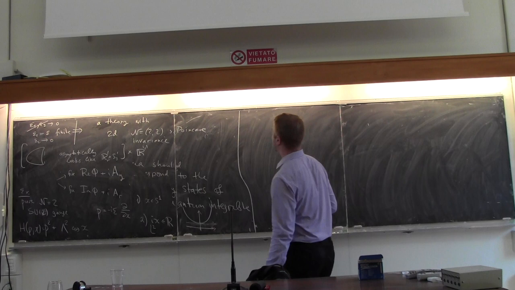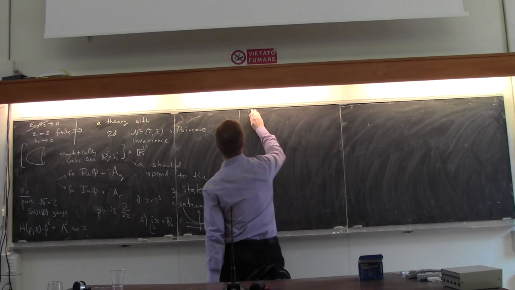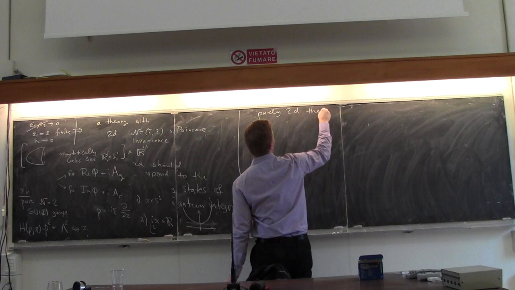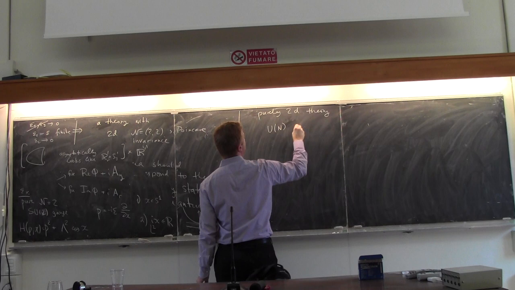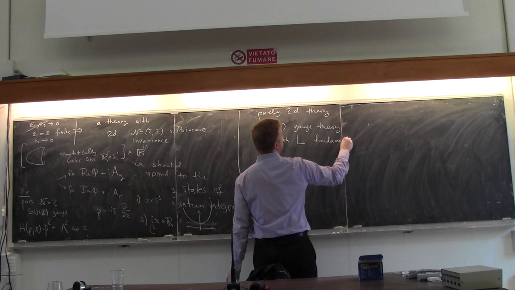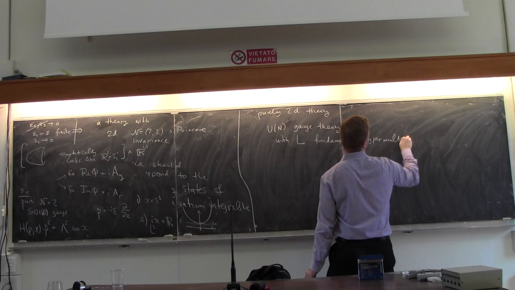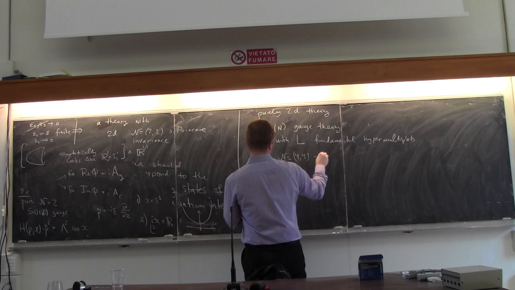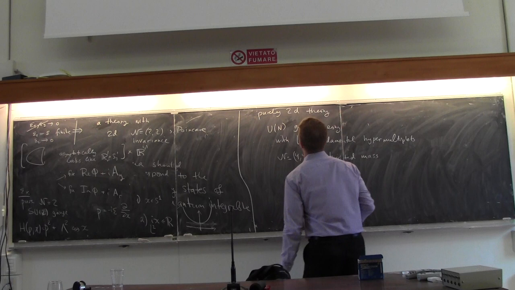So now I want to get rid of these ambiguities. I want to discuss a purely two-dimensional theory, which is in fact U(N) gauge theory with L fundamental multiplets. This theory actually starts as N equals 4, and then we add the twisted mass to break it down to N equals 2.